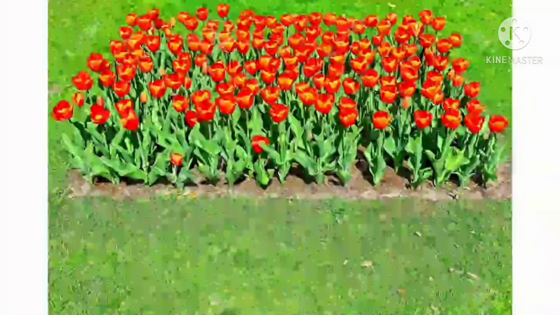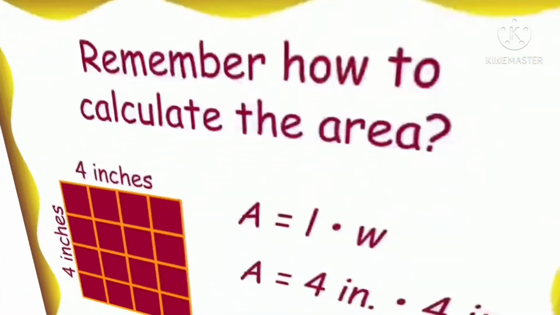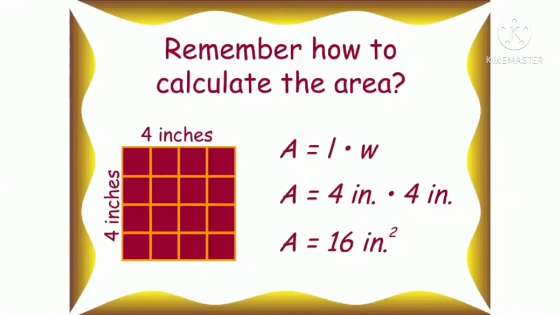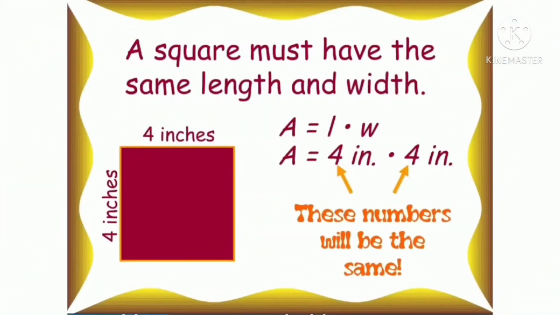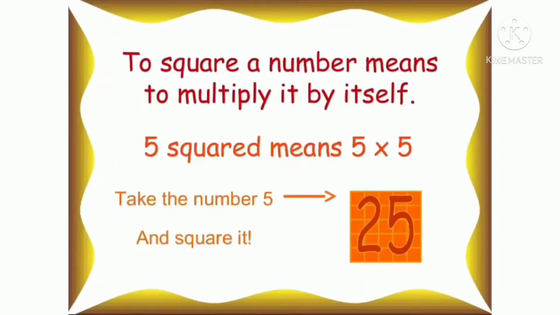So, can you find the area of this flower bed? You know how to calculate this area? We know that area is length into breadth. And length is here 4 inches and breadth is also 4 inches. So, multiply 4 by 4, we will get 16 inches square. These numbers will be the same because the case is of a square.